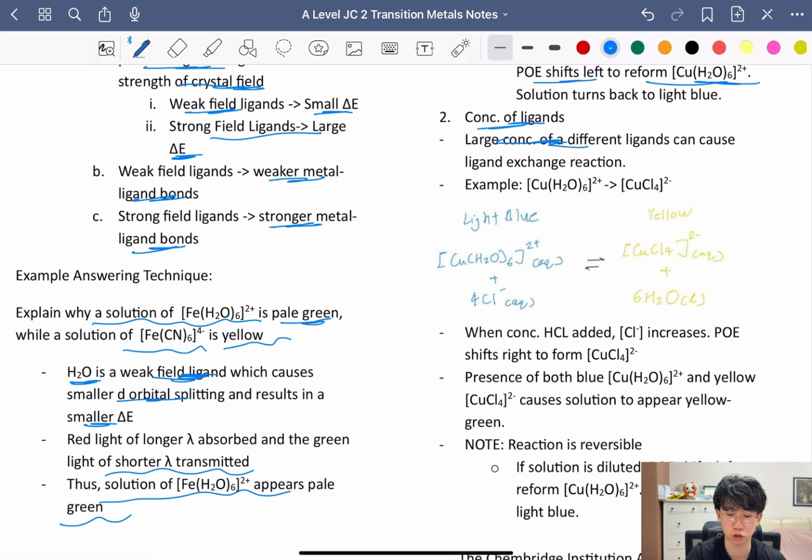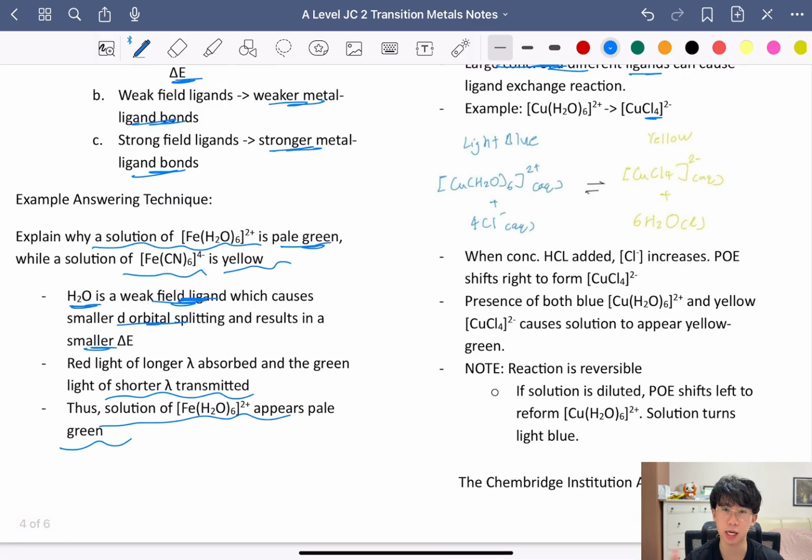If you have a larger concentration of a different ligand, you can cause a ligand exchange reaction. So for example, if you use chloride in higher concentration, you can turn your copper with water ligands to a copper with chloride ligands. This will cause a change in color from light blue to yellow. And this is observed when obviously you add concentrated HCl. You increase the concentration of your Cl- and you shift the POE to the right to form the copper with chloride ligands.